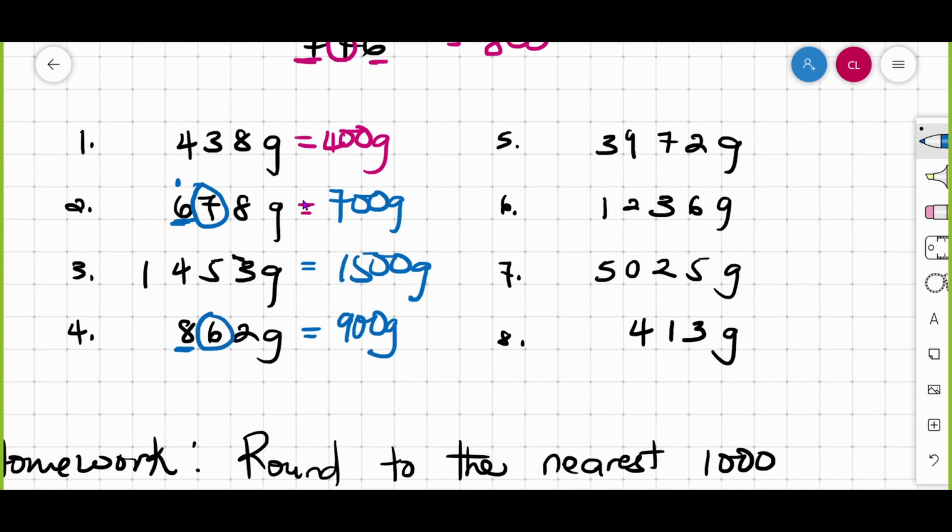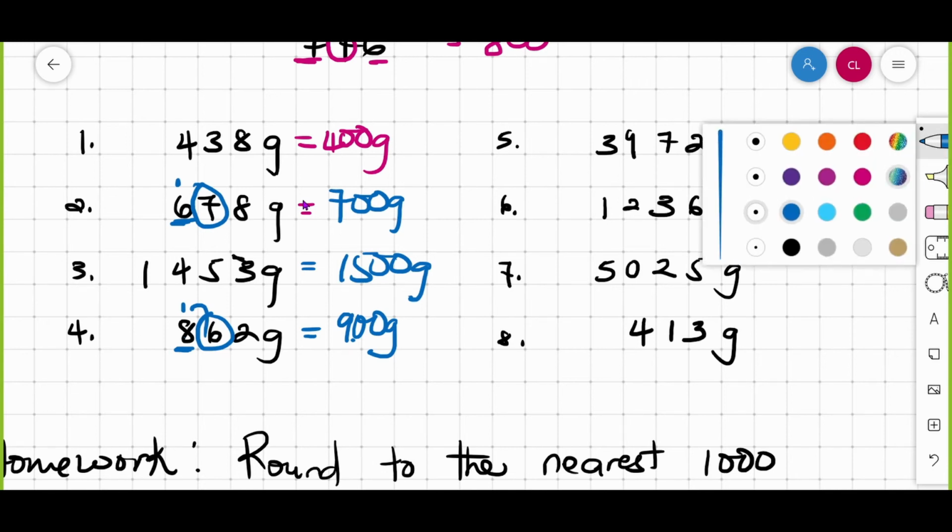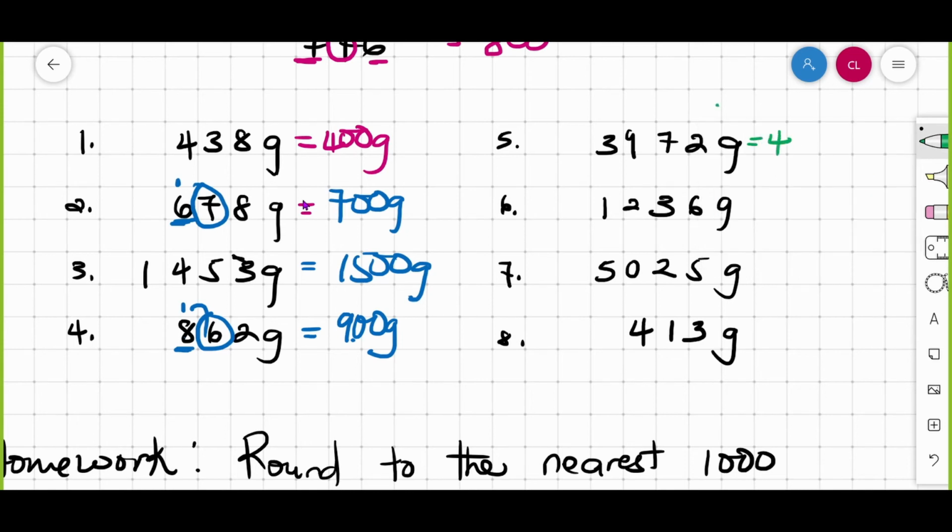Hundred. This is in the rounding up group. I'm going to add 1 to the digit I'm rounding, so it becomes 9, and I put 0 for the rest. 3,972 would be equal to 4,000 grams. Okay, so this one is equal to 4,000 grams.